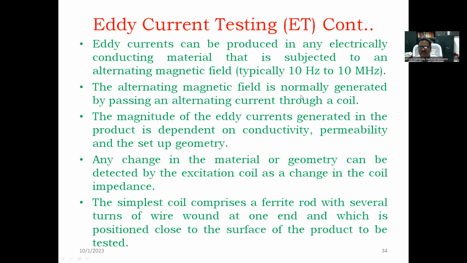The alternating magnetic field is normally generated by passing an alternating current through a coil. The magnitude of the eddy currents generated in the product is dependent on the conductivity, permeability, and the setup geometry. Any change in the material or geometry can be detected by the excitation coil as a change in the coil impedance. The simplest coil comprises a ferrite rod with several turns of wire wound at one end, positioned close to the surface of the product to be tested.